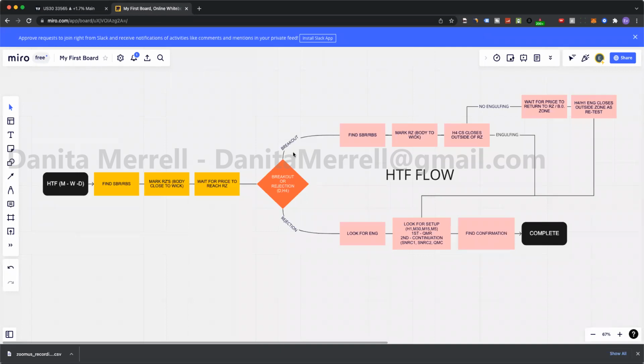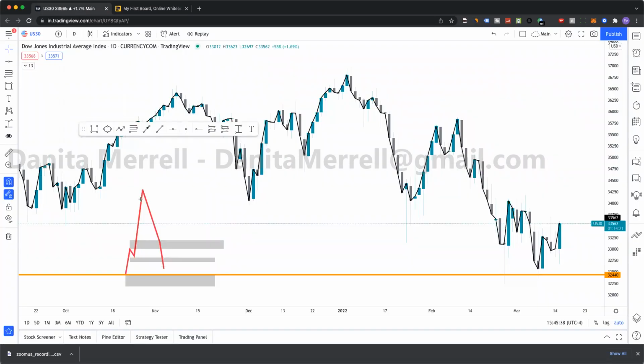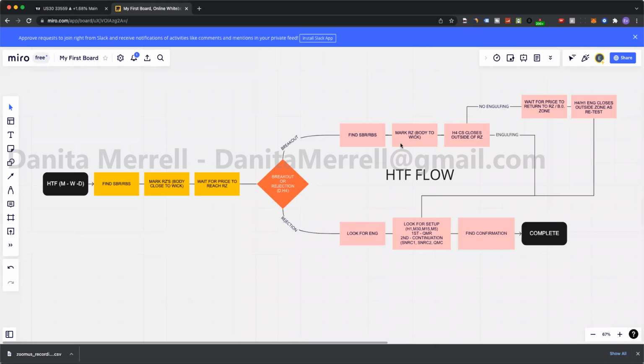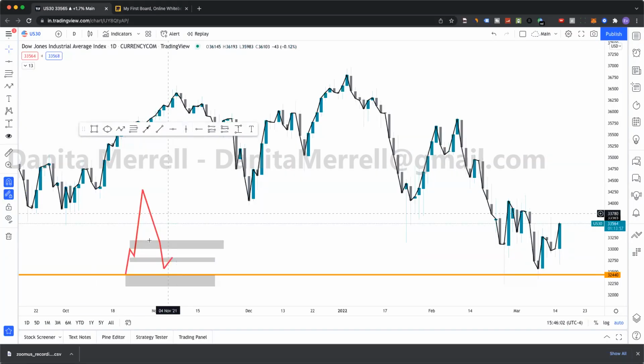What we have to do on the breakout is find where the SBR or RBS is, which is right here, okay? Because this was RBS, and now it's SBR, because this was support now becoming resistance. So we would look at that zone right here, like this. At this point, what we need to do is mark the rejection zones body to wick. So this is our original rejection zone. We still have that marked.